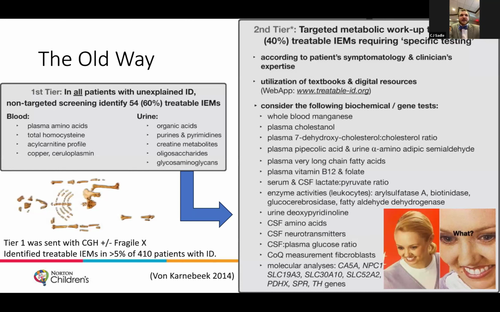Preeclampsia increases the risk. Gestational diabetes increases the risk. A lack of breastfeeding seems to increase the risk. None of these are causal. They're all associative.